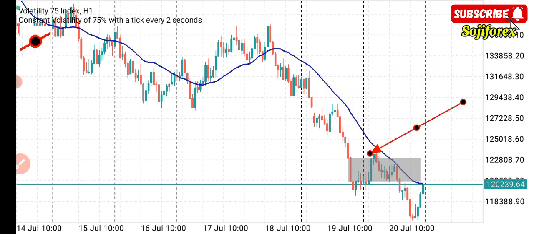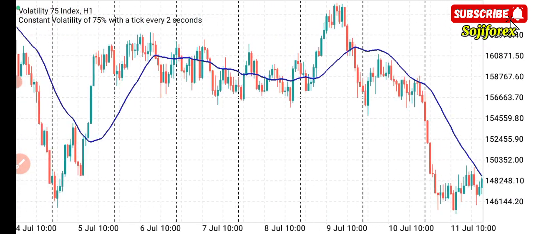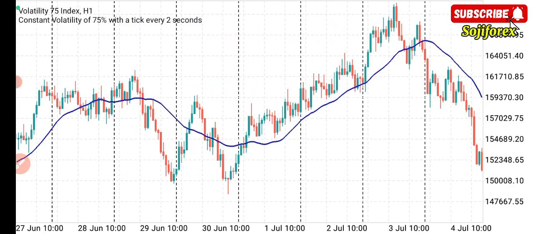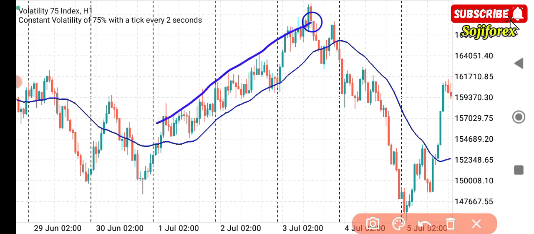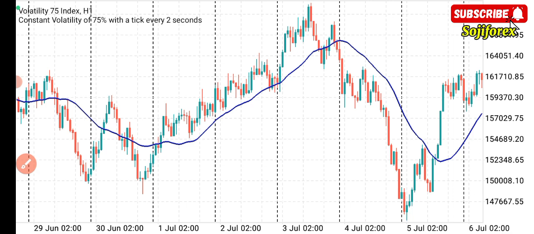For us to determine our trend, whenever the price is moving below our 25 EMA, it is established that we are in a strong bearish trend. And when it is moving above it, it signifies that we are in an uptrend. Just as this is an uptrend, and when you look at this scenario, this is a downtrend.